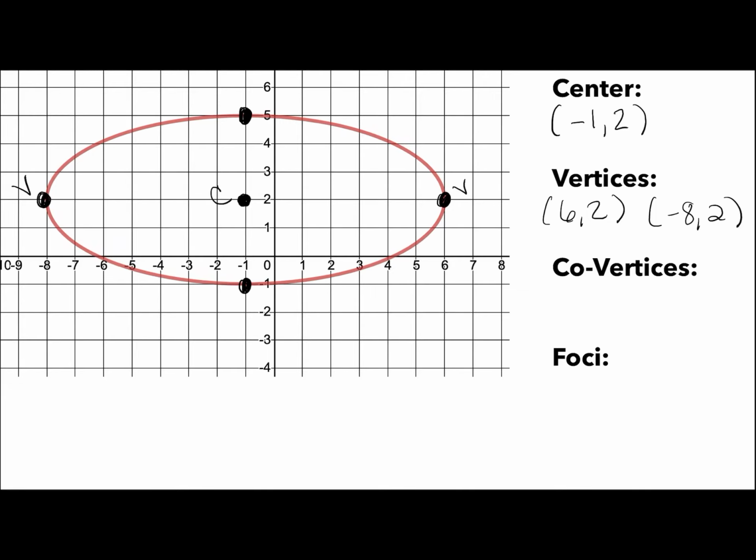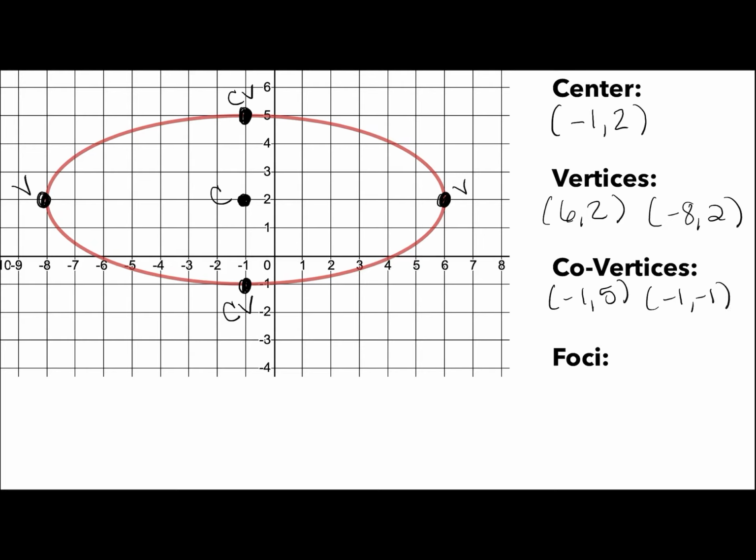This is my center. So that means that these two points right here must be my co-vertices. They are the vertices on my minor axis, the shorter part of the ellipse. So this is my co-vertex, but put CV, co-vertex. So this point right here is -1, 5. And this point right here is -1, -1.